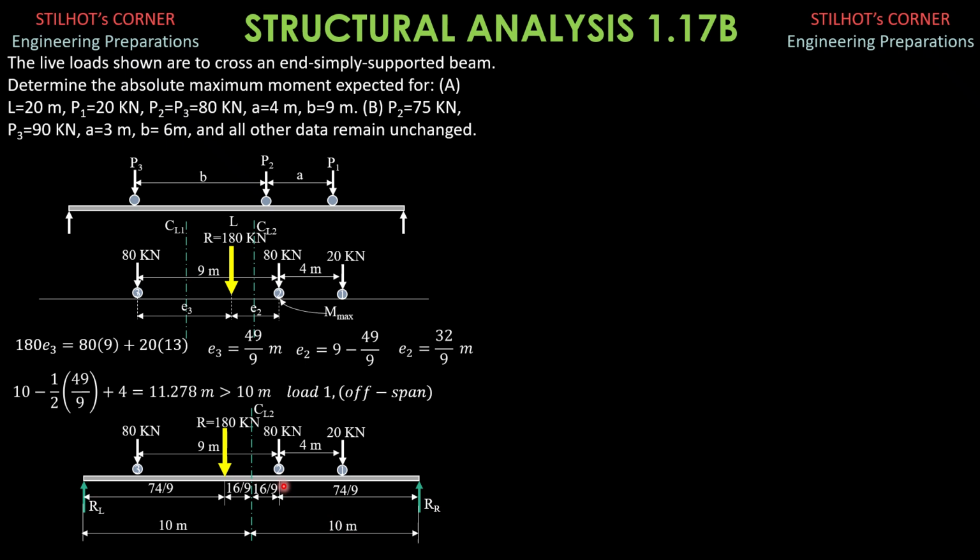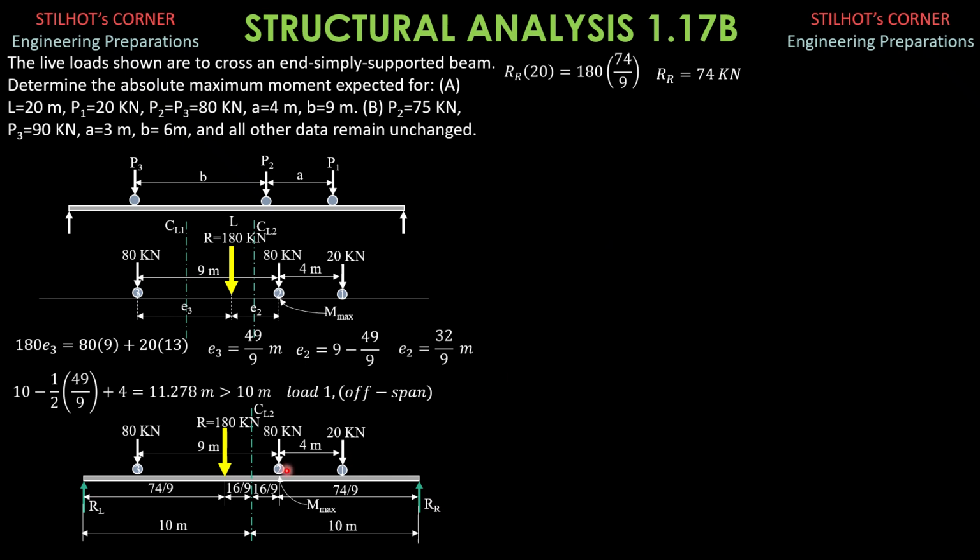To compute the absolute maximum moment under load 2 here, we compute the reaction at the right end support by considering the whole system. We sum up moments about the left, and let's just consider the resultant because that's the principle by Varignon's theorem. So summation of moments about the left: RR times 20 equals 180 times 74 over 9. So the reaction at the right support is 74 kilonewtons.